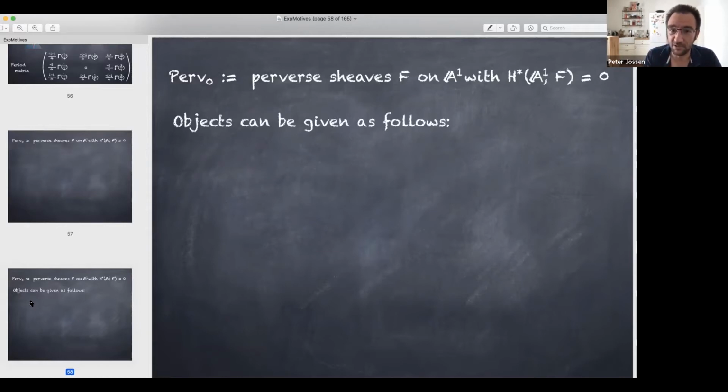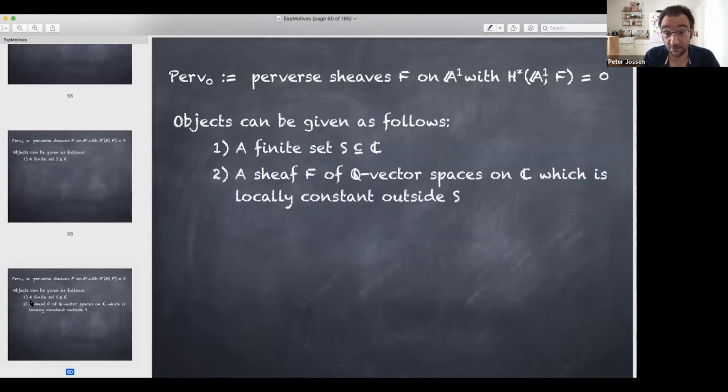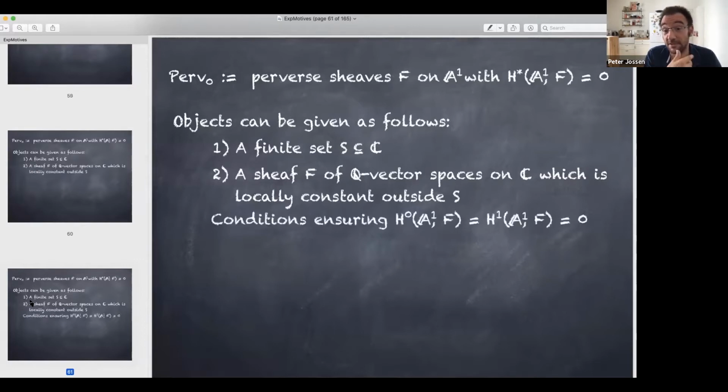Objects, you can think of them just as actual sheaves. So you choose a finite set S of complex numbers, and then you pick a sheaf of finite dimensional Q vector spaces on the topological space C, and this sheaf has to be locally constant outside the finite set S. And then the cohomology of such a sheaf can be computed, and you have to choose your data in such a way that the sheaf has no global sections and that the H1 of the sheaf is 0. And that's actually enough, so there's no other cohomology group. So that's essentially pure linear algebra data, and an object of perv 0 is just that and nothing else.